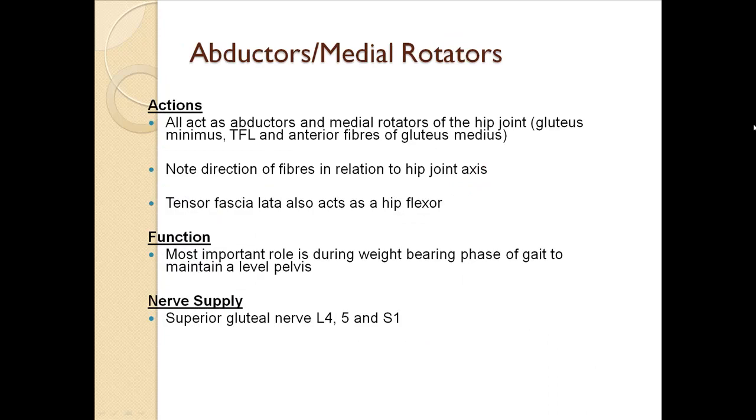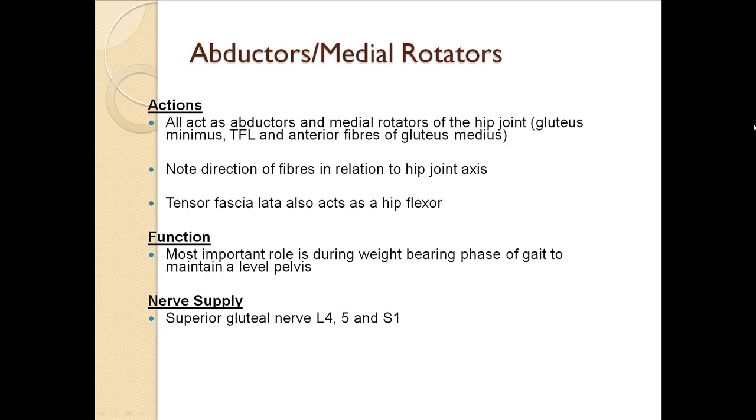All of these muscles act as abductors and medial rotators of the hip joint. It's possible that the posterior fibers of gluteus medius may also act as lateral rotators of the hip joint. Tensor fascia lata has a secondary role as a hip flexor. Functionally, as mentioned earlier, their most important role is during the weight-bearing phase of gait. As we plant our foot to the ground, these muscles will contract to prevent the opposite side of the pelvis from dropping down.